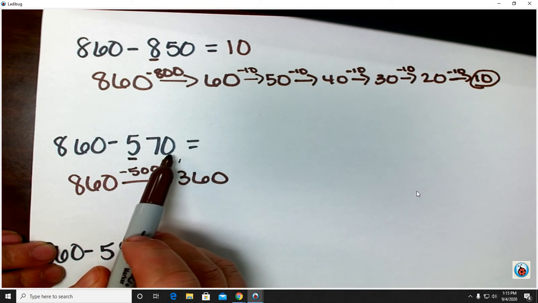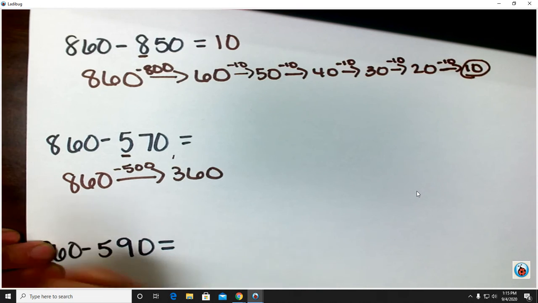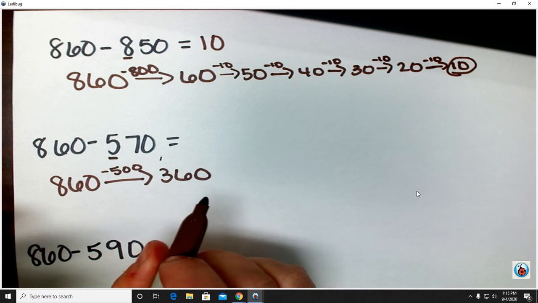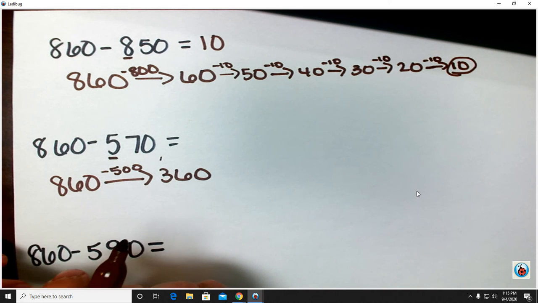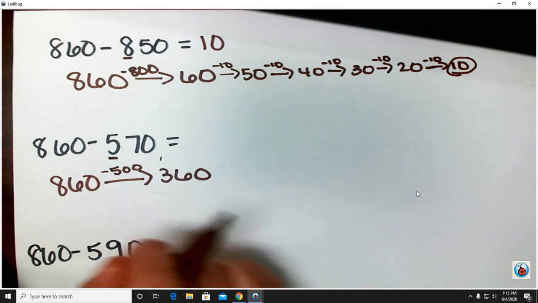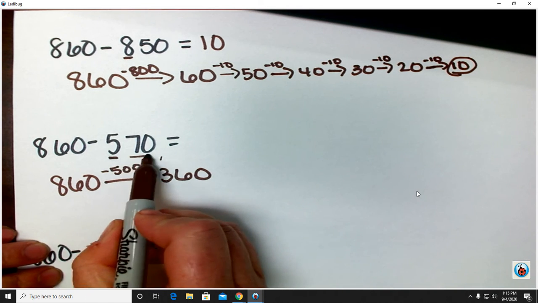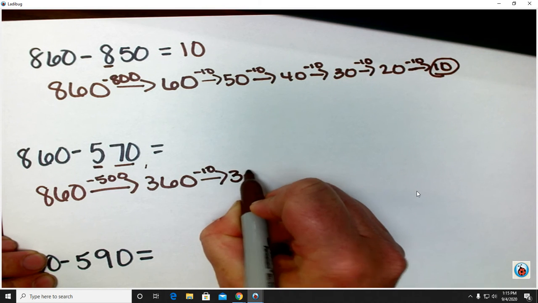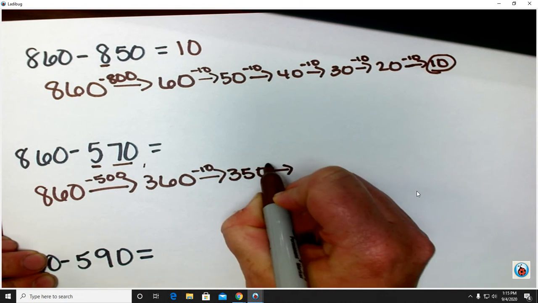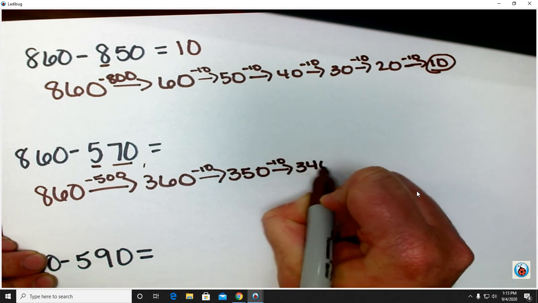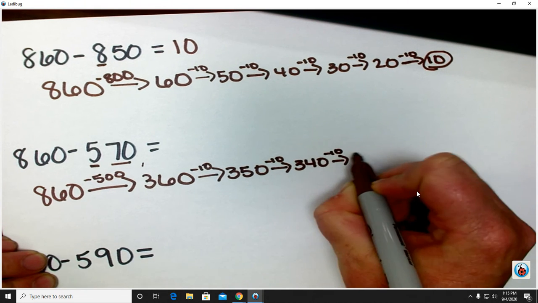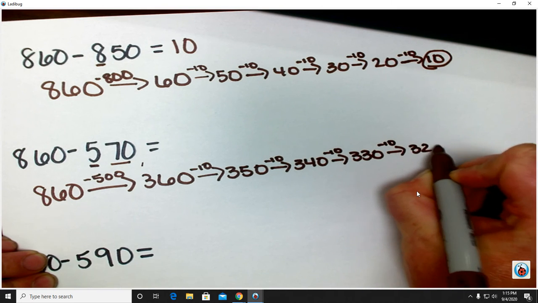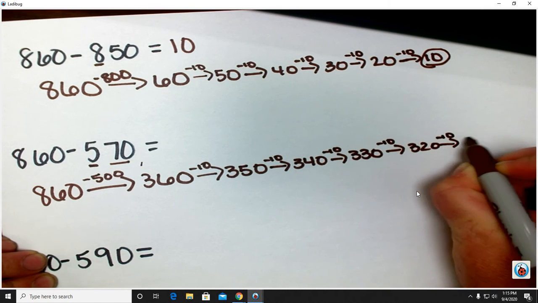Now I got to make a jump back of 70. So I'm just going to make 7 jumps of 10 back. But don't lose track. Remember that you have to keep track of how many times you jump back by 10. We need to jump back 70. So I'm going to go 360 minus 10 is 350. Minus 10 is 340. Minus 10 is 330. Minus 10 is 320. Minus 10 is 310.